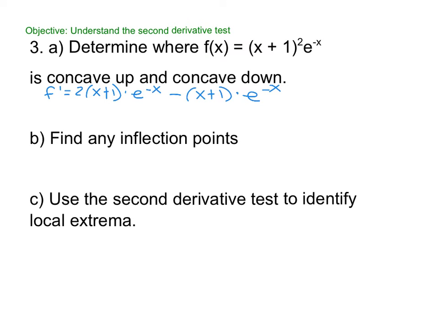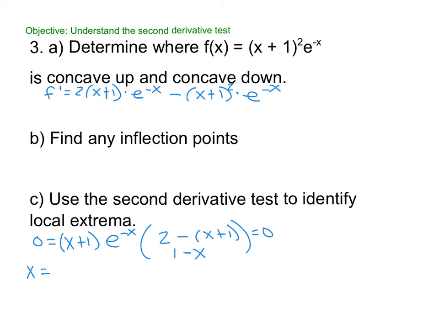So you know what? Since part C asks to test the local extrema, let's solve that. So 0 equals, I'm going to pull out, I dropped my squared, x plus 1 and e to the negative x. And I'm left with 2 minus x plus 1. Set that equal to 0. This is 1 minus x. So our local extrema are x equals 1 and x equals negative 1, because e will never equal 0.